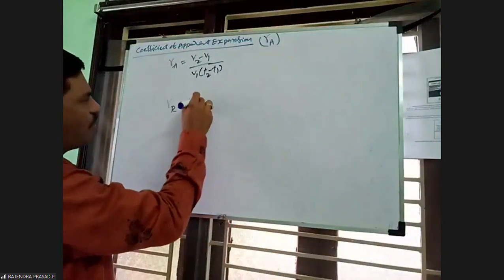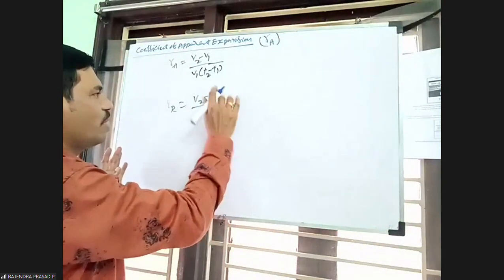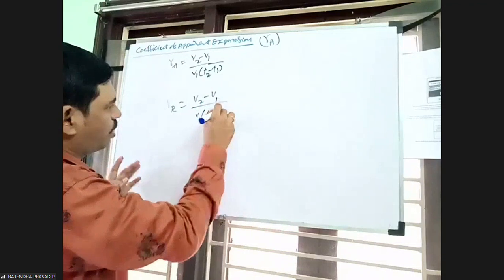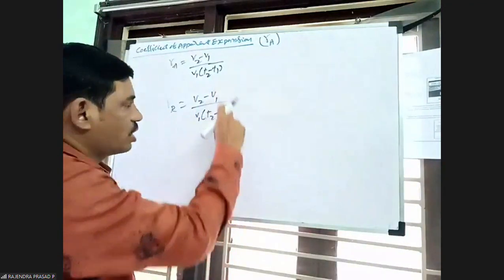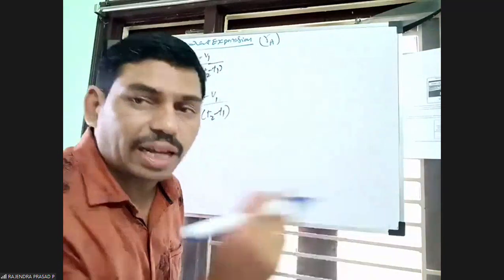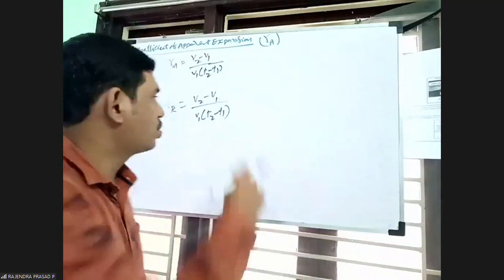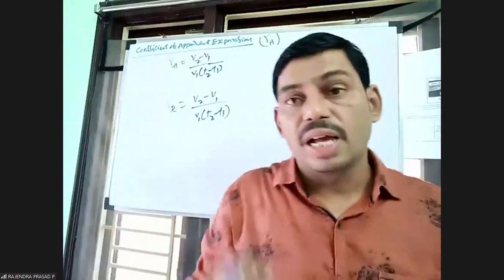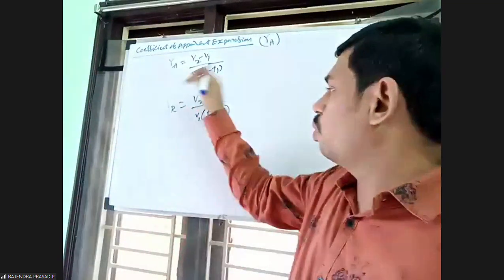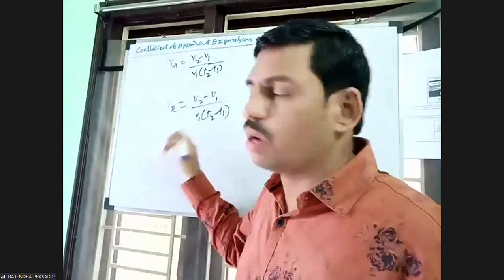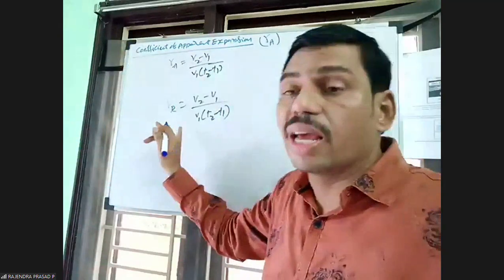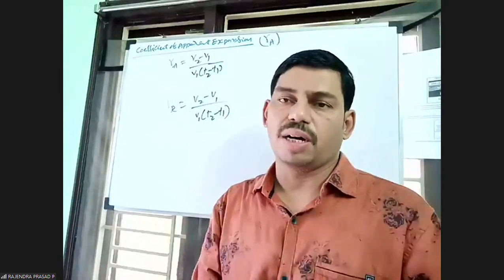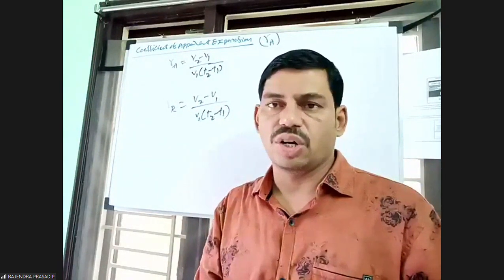Same for real expansion, also denoted by gamma. So gamma equals the same formula: V2 minus V1 by V1 into T2 minus T1. This is also real expansion, but the definition is just different. The ratio of increase in real expansion of a liquid to original or initial volume per unit degree rise of temperature is called the coefficient of real expansion. It is denoted by gamma.